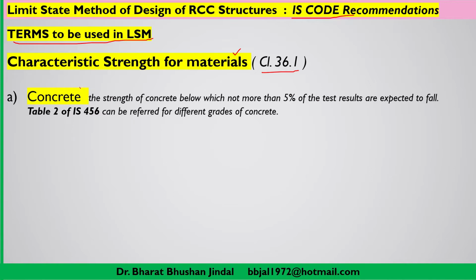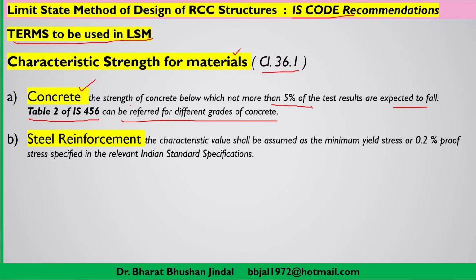Now when we are talking about concrete, the characteristic strength of concrete is the strength of concrete below which not more than 5% of test results are expected to fall. We have gone through this information in earlier lecture 1 or lecture 2. If you still have any doubt, you can refer to previous lectures, and you can refer to table number 2 in IS 456, which can be referred to for different grades of concrete. According to the different grades of concrete, the characteristic strength is clearly mentioned in table number 2.